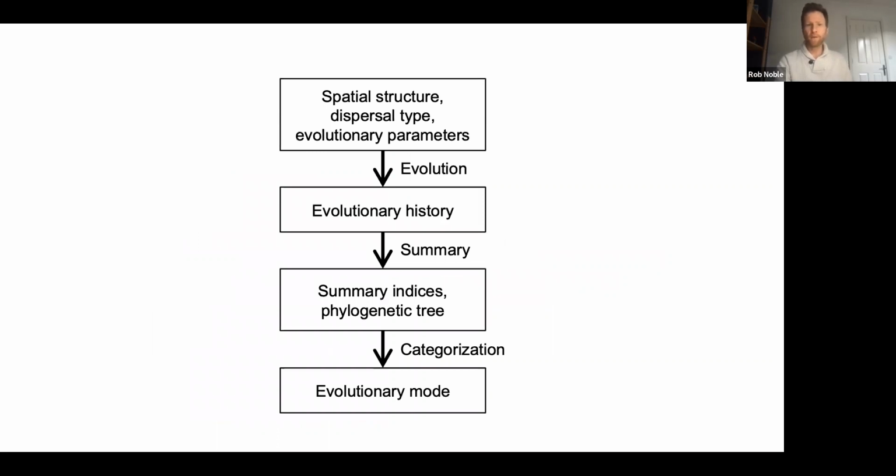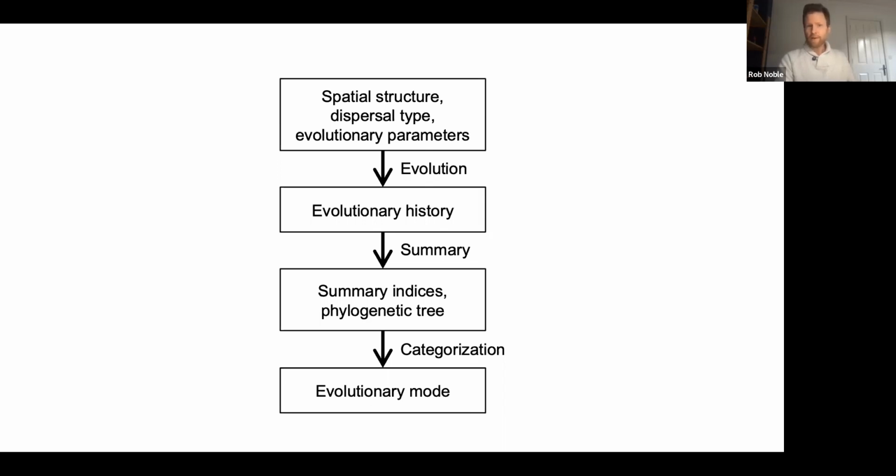So this is the basic workflow. We start off with some assumptions about the spatial structure, the cell dispersal type, and evolutionary parameters. Those structures and parameters go into an evolutionary system that's either my computational model or a real tumor. That generates an evolutionary history.